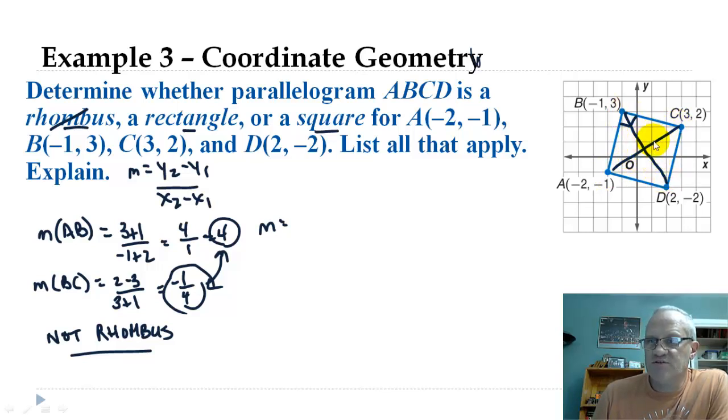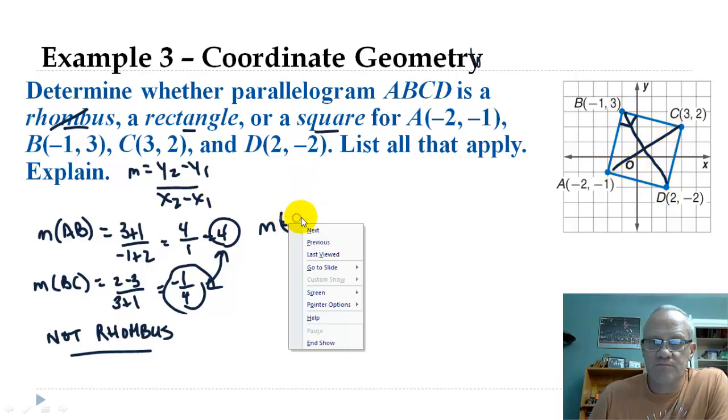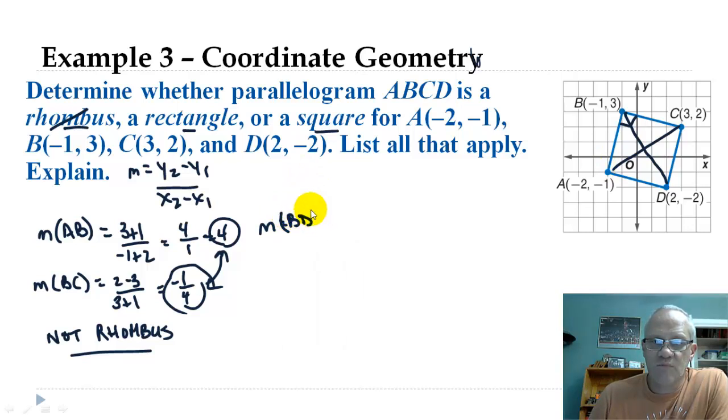That means let's figure out if this is 90 degrees. That would be slope, just like what we did. So this time, we find the slope between BD and AC. Okay, so let's find the slope of BD. That's going to be negative 2 minus 3 over 2 plus 1. So negative 5 over 3, it looks like.